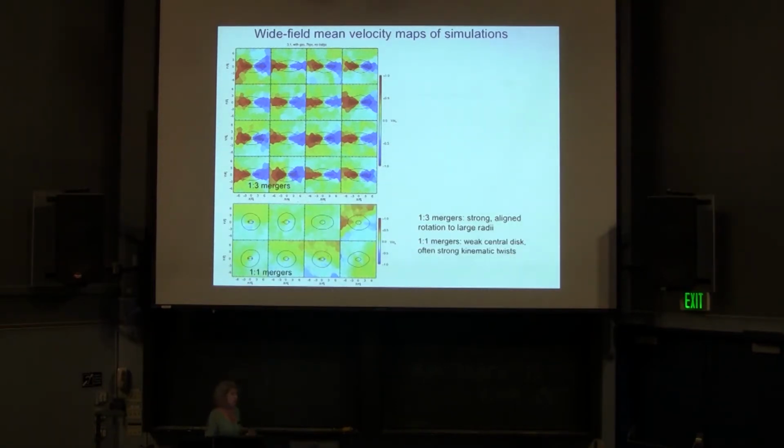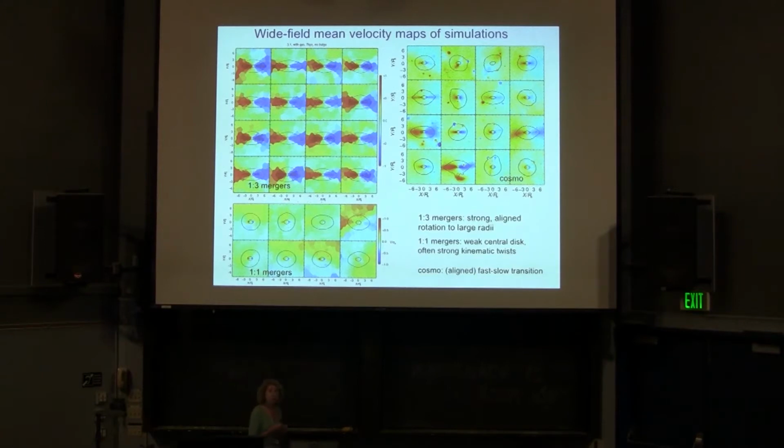Now you can produce a declining wide field rotation with a major merger, but you basically need a low angular momentum one-to-one merger, and we know those are rare, so we can't invoke that to explain all of the observations we see. And in the simulations we often see pretty strong kinematic twists, and those are not generally seen in our observational maps. But the cosmological simulations do a much better job of reproducing what we're seeing in the data.